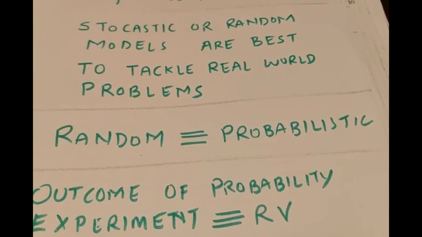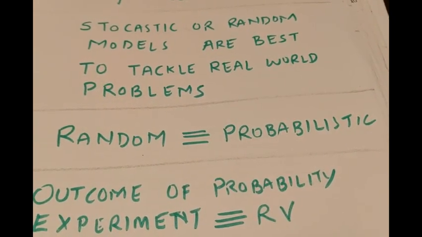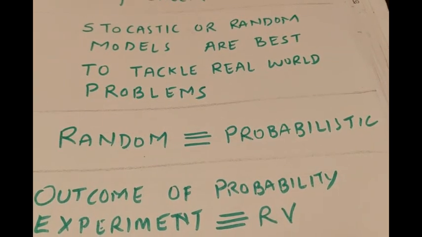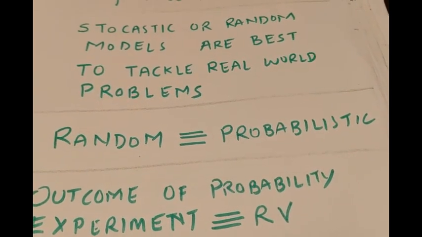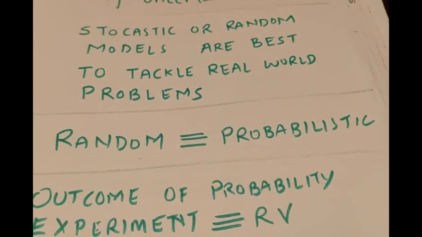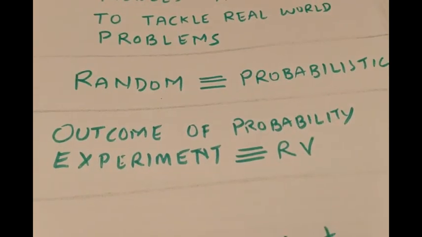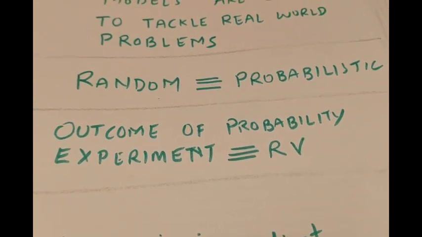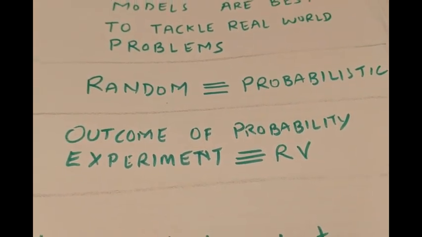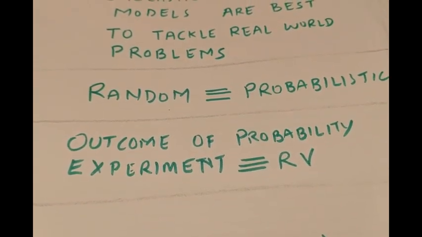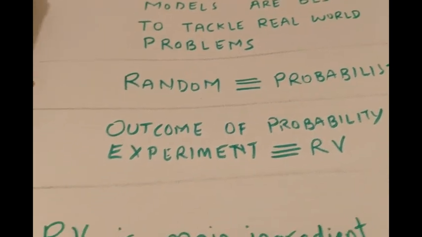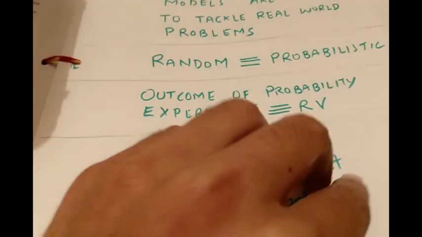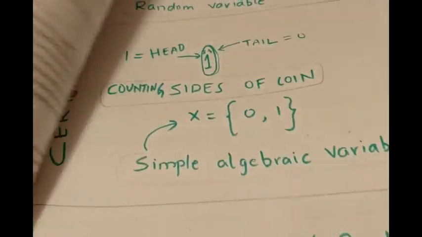We need to think about or find what is going to happen, what are the chances of having a result. So that is probability theory, again attached to it. So the outcome of an experiment is classified as a random variable. So basically it is the main ingredient of a stochastic model.